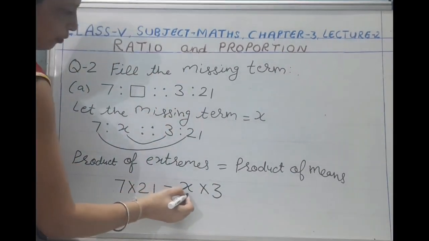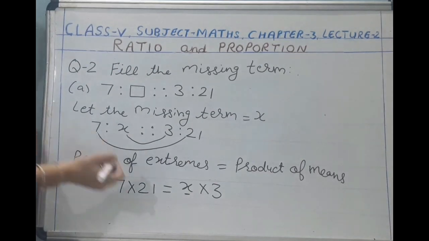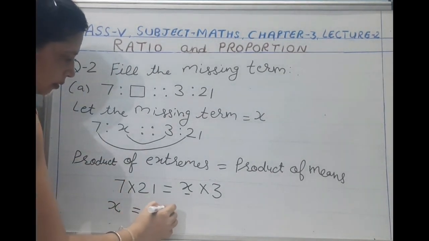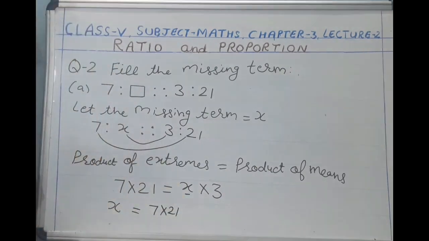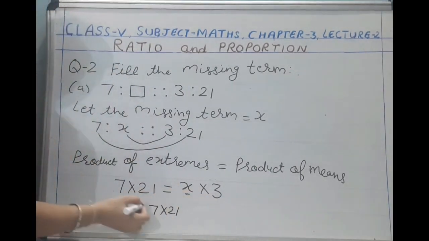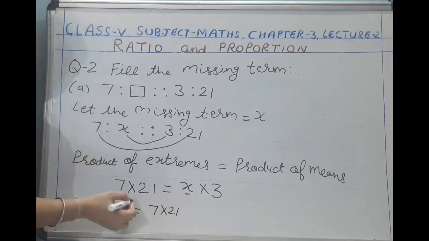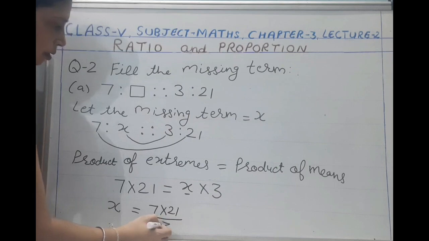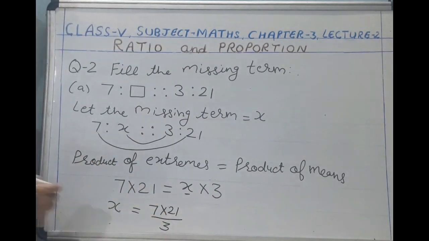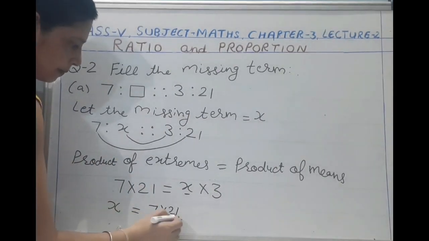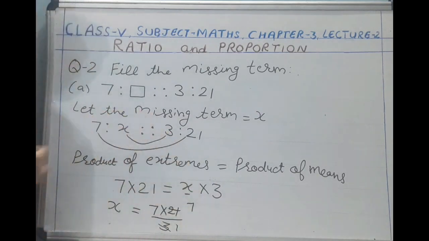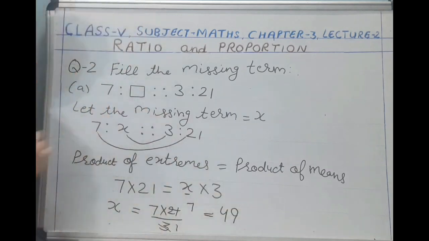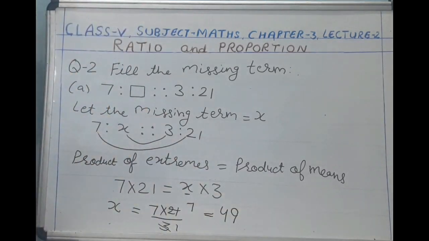Now this term we have to find out. So it will be written x is equal to, 3 will be shifted here. When 3 shifts here, it will become the denominator: 7 into 21 upon 3. Right. Now 3 ones are 3, 3 sevens are 21, 7 sevens are 49. So the value of x is 49.